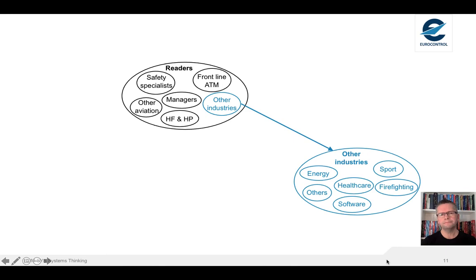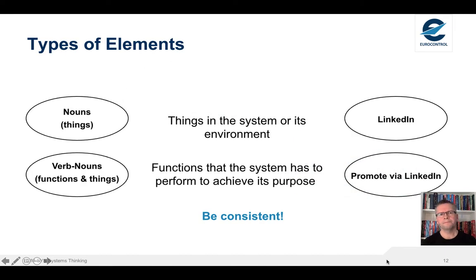When you're conducting your analysis to prepare your system map, there are two basic ways to do it, and one is using just nouns, as you've seen in that example. So these are just things in the system or in its environment. So LinkedIn is an example of that.